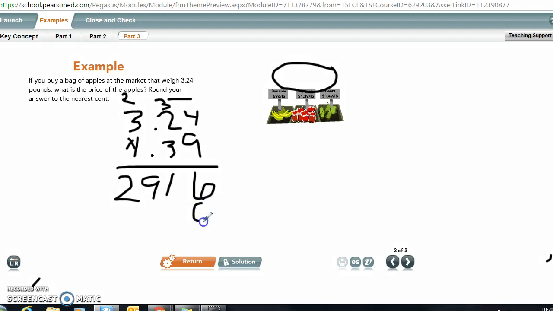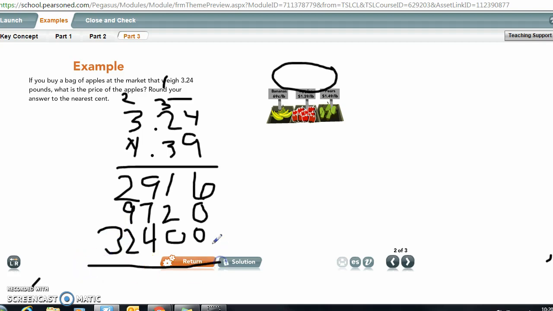So now we need a 0 as a placeholder. 3 times 4 is 12. Carry my 1. 3 times 2 is 6, plus 1 is 7. 3 times 3 is 9. Okay, now we're moving to the 1. So we need 2 zeros as placeholders. 1 times 4 is 4. 1 times 2 is 2. 1 times 3 is 3.